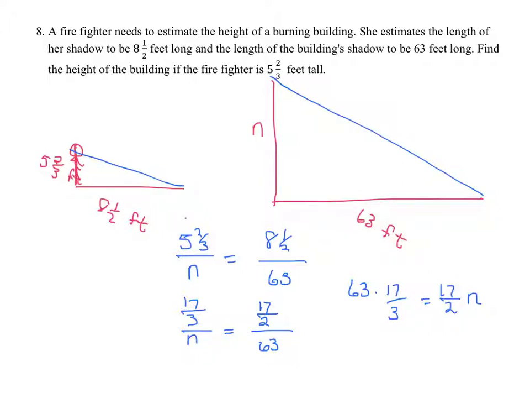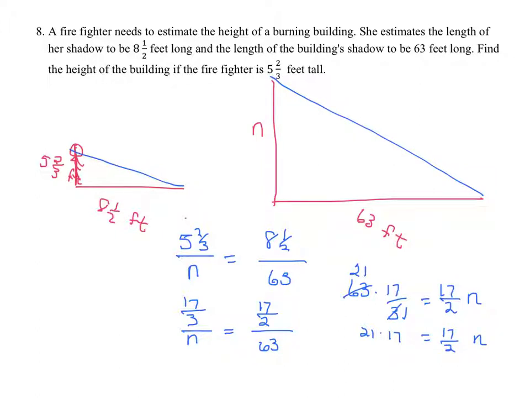Now before I start going, well, I can not go that crazy. So 3 goes into 3 once. 3 goes into 63 21 times. So we get 21 times 17 is equal to 357. But I'm going to leave it as 21 times 17 because you're going to see how incredibly cool this is.